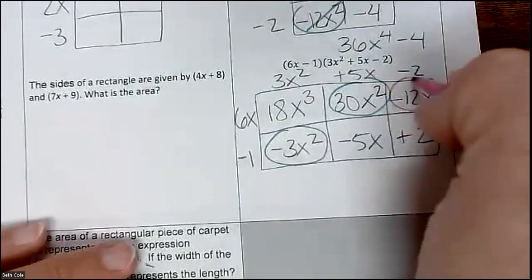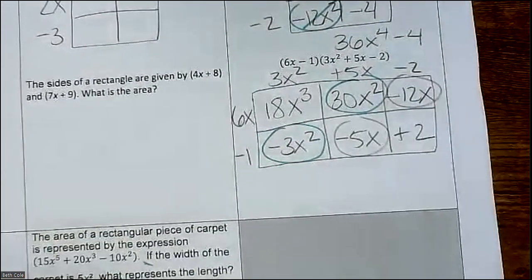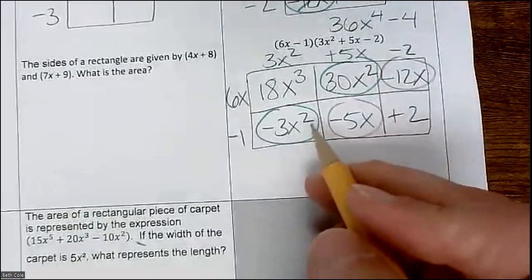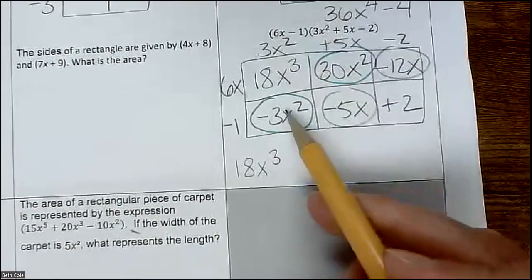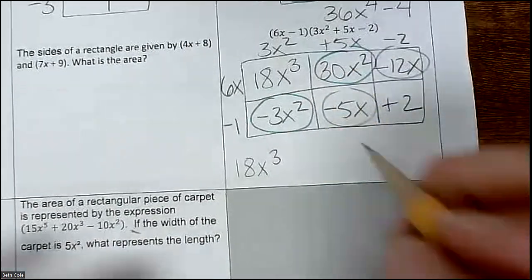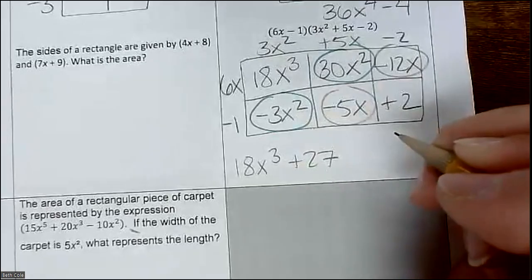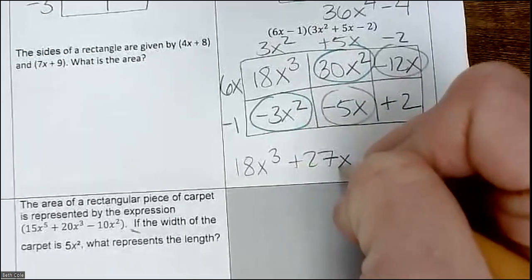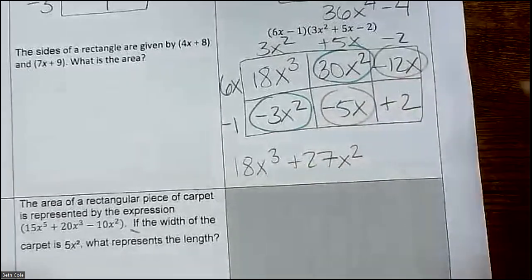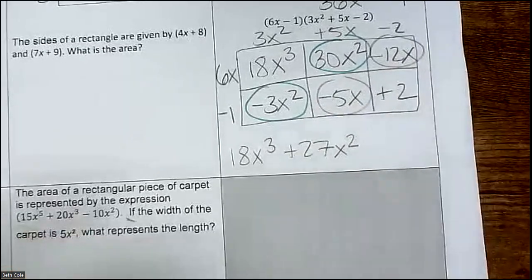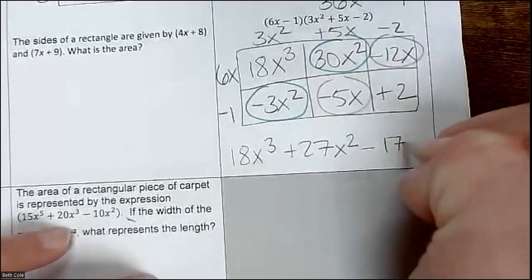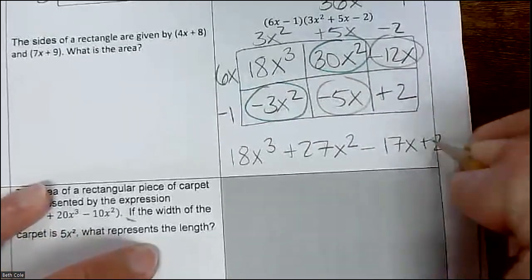All right, so these diagonal ones are going to go together. Again, once you get to this step, you're not changing them at all. They stay the same, right? So it's 18x cubed. And then put these together, what will you get? Yeah, 27x squared, good. I knew what you meant. All right, and then put these together. That's tricky because they're both negative. Negative 12 and negative 5. Negative 17x, good, plus 2. Perfect.